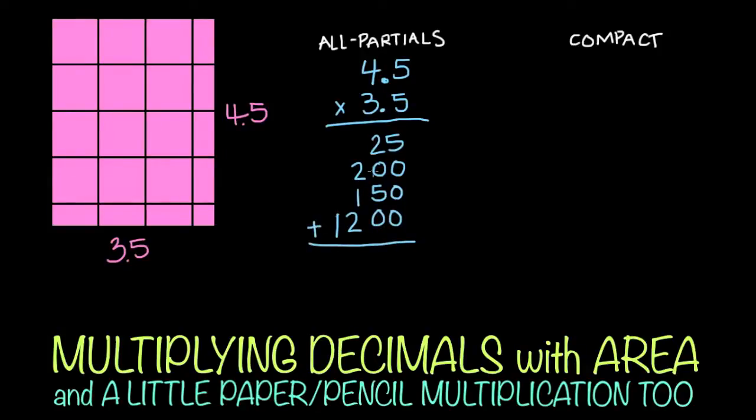There's your all partials method. I've done every combination: 5 and 5, 4 and 5, 3 and 5, 3 and 4. Then I add these all up. 5, 2 plus 5 is 7, 2 plus 1 plus 2 is 5, and 1. So now, is 4 5/10 times 3 5/10 1,575? Are there 1,000 squares colored in over here?